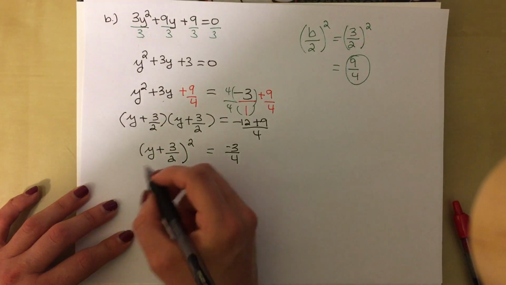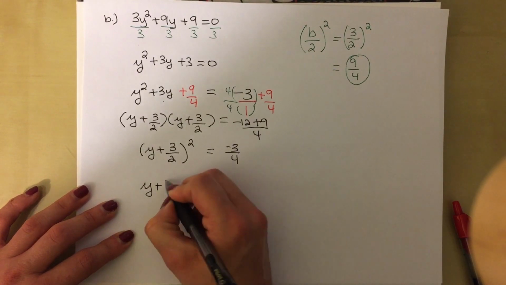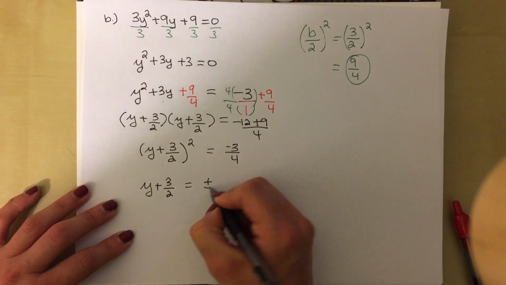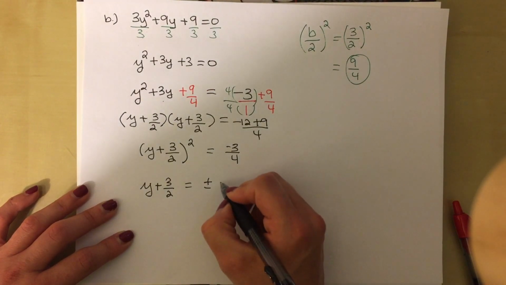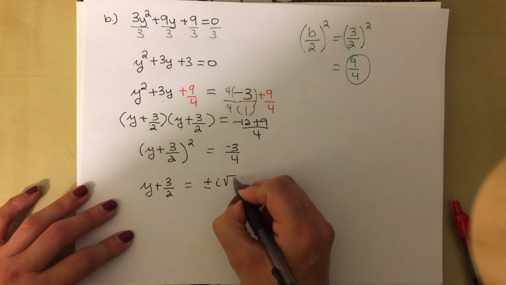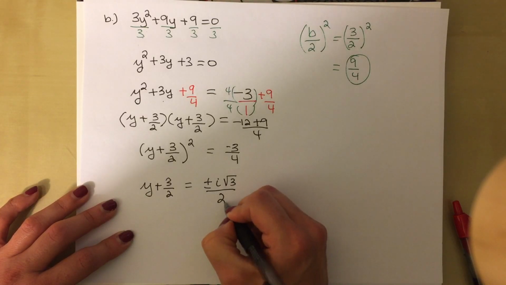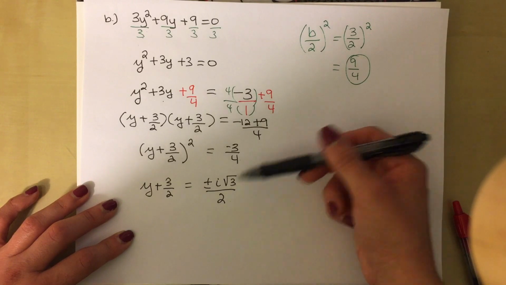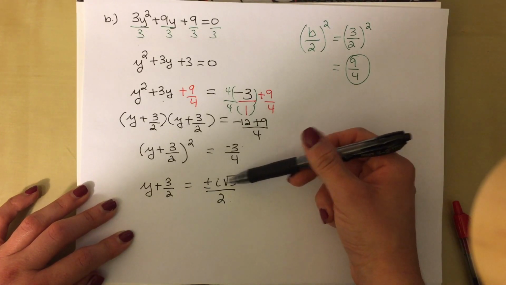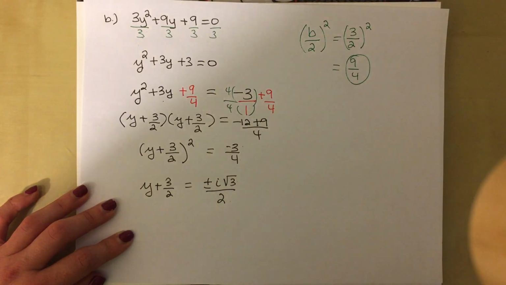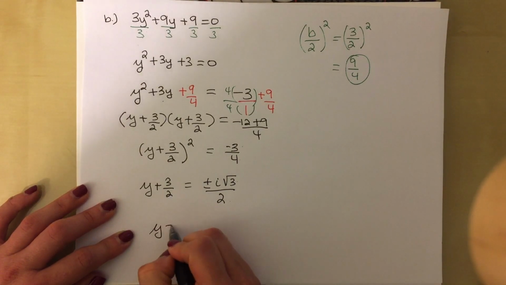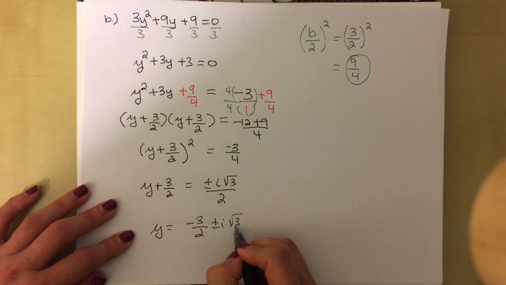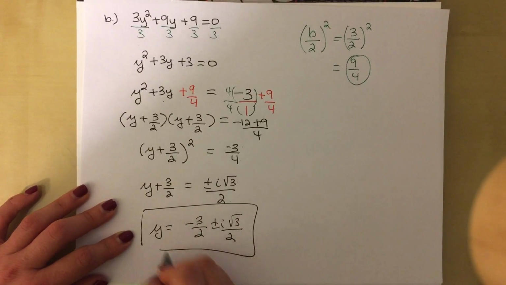So actually, when we take the square root, we get y plus 3 over 2 is equal to plus or minus i square root of 3 over 2. How did I get this? Take the square root of 4, that's 2. Square root of negative 3 is i square root of 3. And then all you do is subtract. And that is our final answer.